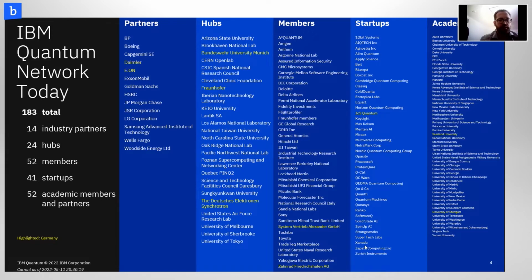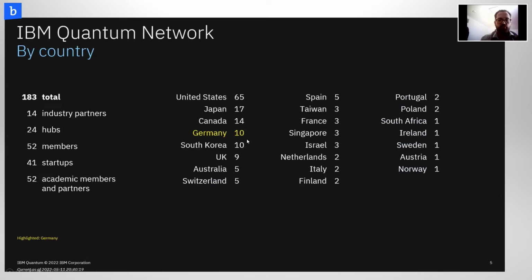In terms of German participants, we have, for example, Daimler, E.ON, Fraunhofer, University of the Bundeswehr, DESY, very new in the quantum network, SVA, ZF, University of Stuttgart, and University of Saarbrücken. In total, we now have 183 members in the IBM Quantum Network. To look a little more into the detail, from the German point of view, we now have 10 members. The United States is clearly leading, followed by Japan and Canada, and then Germany is in fourth place in terms of members in our IBM Quantum Network.